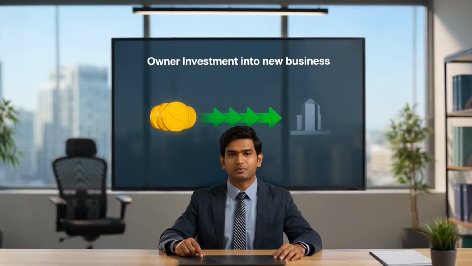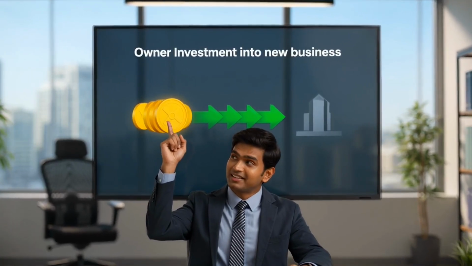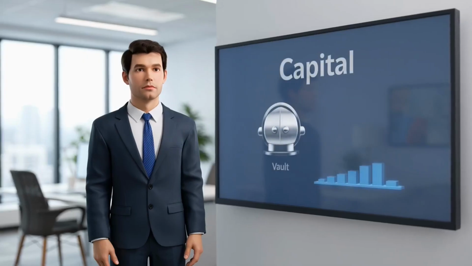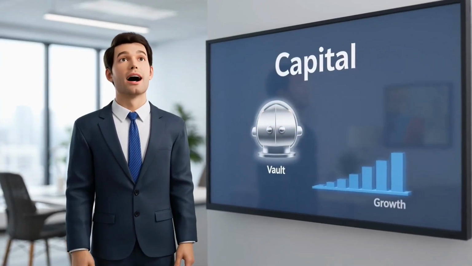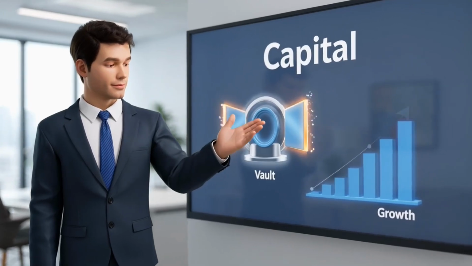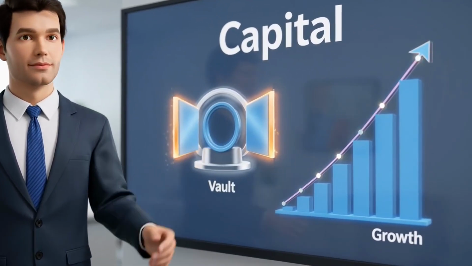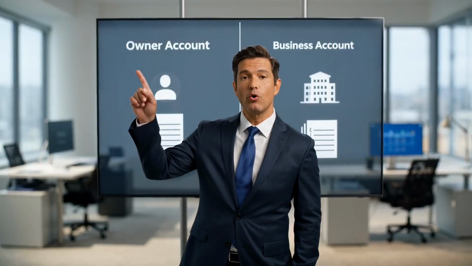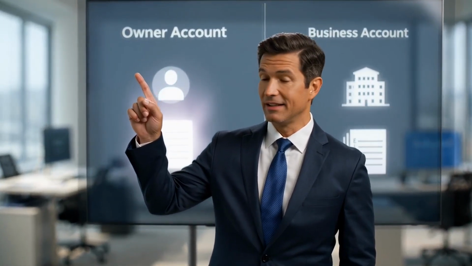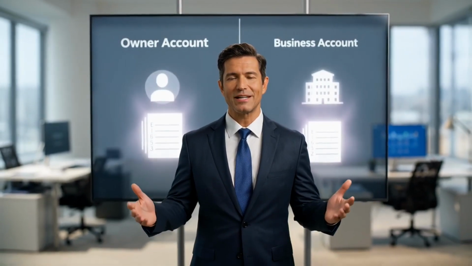Mr. Raul invests money into his business. The coins represent the investment flowing into the company account. This transaction is labeled owner investment into new business. The business receives this amount as capital. In accounting, the owner and the business are recorded separately. This separation ensures accurate financial records. One side tracks the owner's personal performance. This concept forms the foundation of accounting.